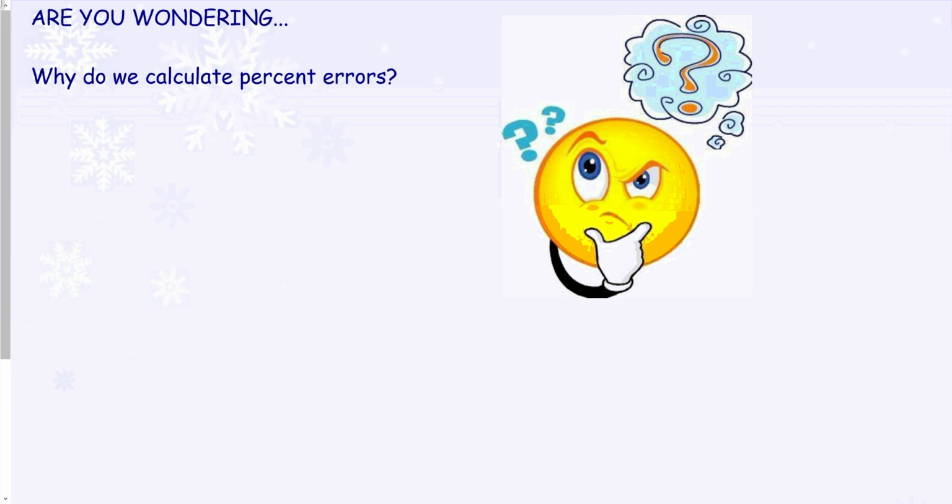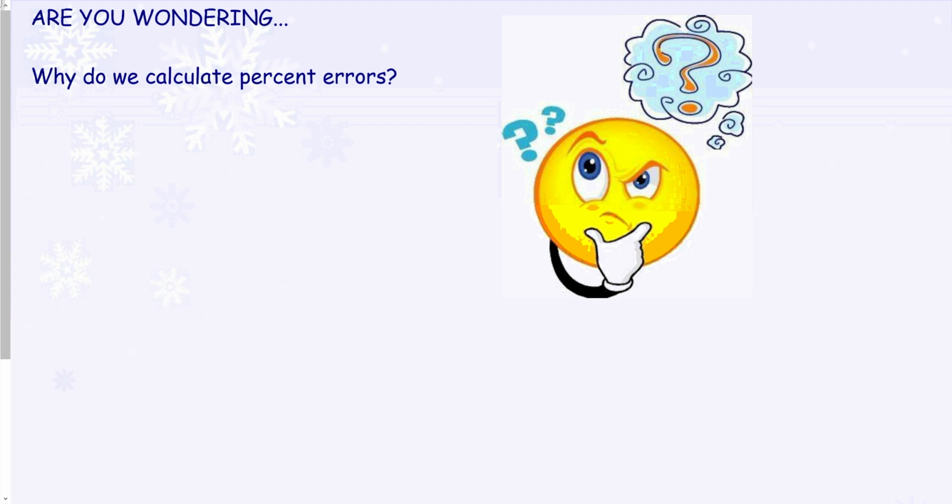Why do we need this? Sometimes, especially during lab, we are going to be doing a lot of experiments. And when we do experiments, not all the time we're going to get accurate results. And when we don't get the proper result that we are expecting, we should always do a percent error calculation to figure out how far we are from the true or accepted value.